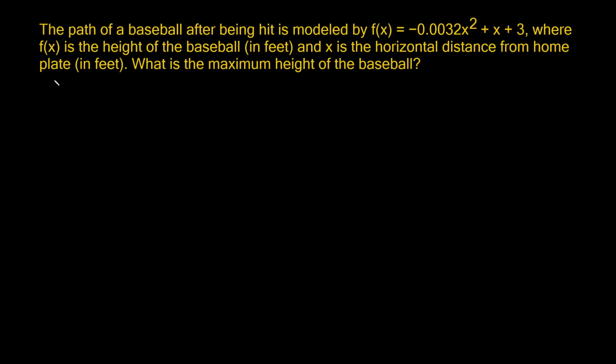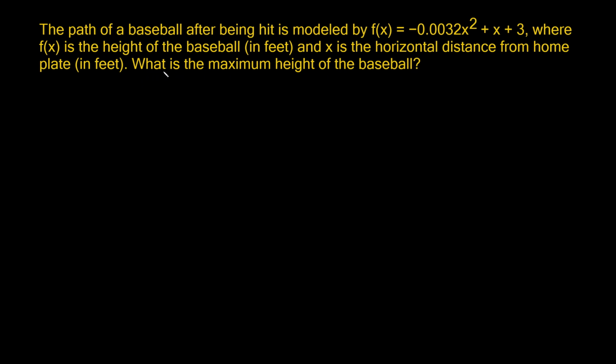So in this video, I'm going to go over a quick word problem in order to show you how to find the max height of a ball, right? So this problem just says the path of a baseball after being hit is modeled by f of x is equal to negative 0.0032 x squared plus x plus 3, where f of x is the height of the baseball in feet and x is the horizontal distance from home plate, also in feet. What is the maximum height of the baseball?